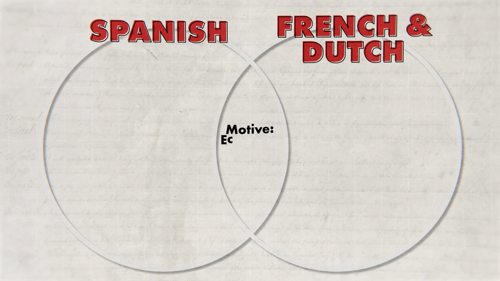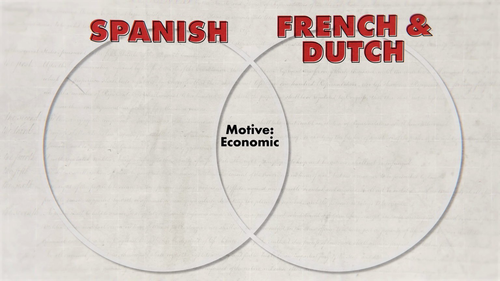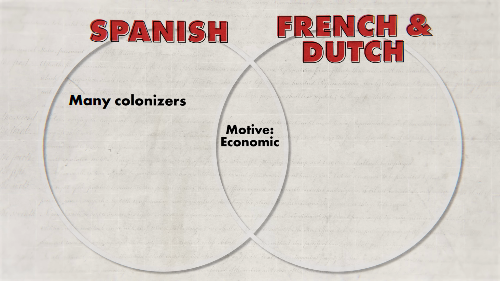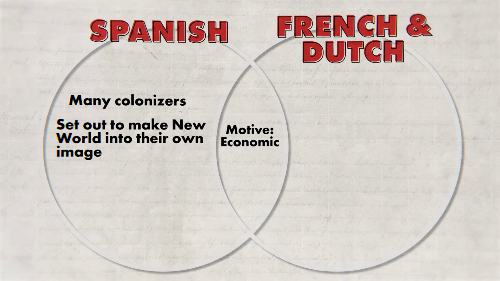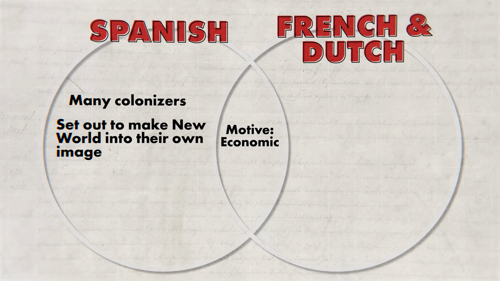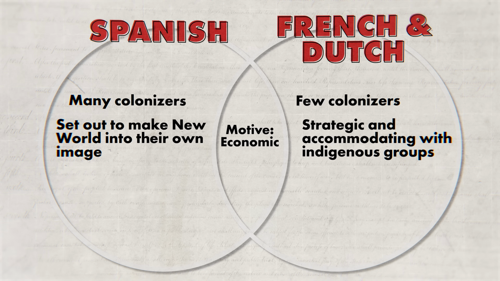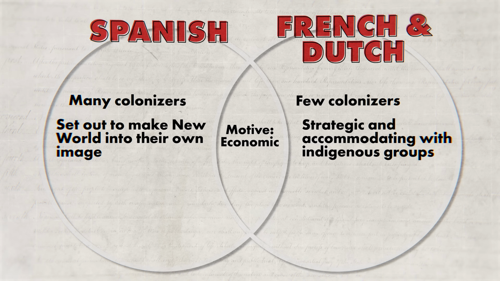So just to sum up, the Spanish, French, and Dutch all had economic motivations for building their empires. But the Spanish sent metric buttloads of colonizers compared to the French and Dutch in order to fundamentally remake the New World into their own image. But the French and Dutch sent relatively few colonizers and were strategic and accommodating with various indigenous groups in order to fulfill their economic aims. And finally, we need to get the British up in this comparison party.